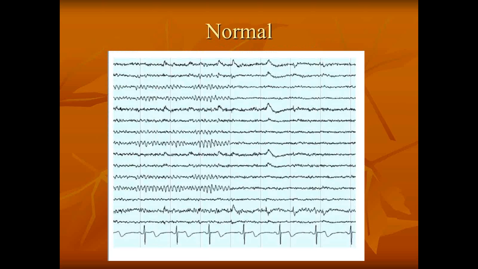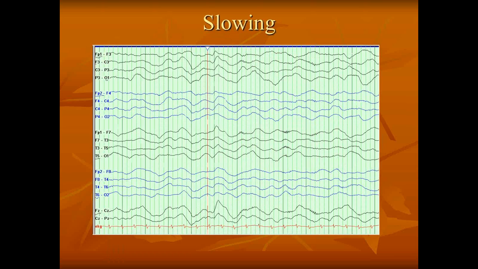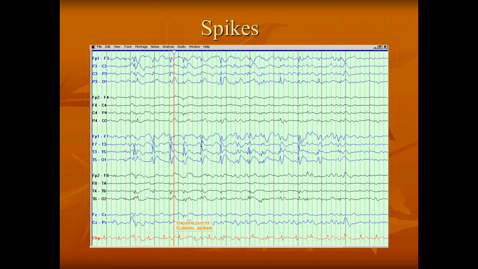These are just some pictures of EEGs. This is a normal EEG. This is a picture of an EEG of a patient with slowing or brain dysfunction. This is showing focal spikes. The blue lines are the left side of the brain. The black lines are the right side of the brain. This patient has spikes on the left side of the brain.